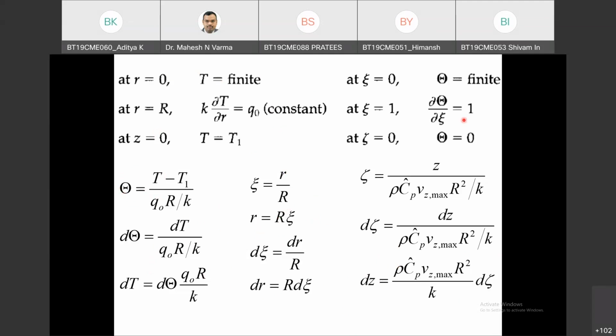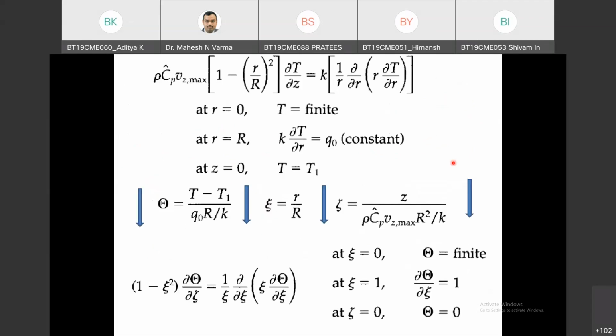So these are the boundary conditions. At epsilon equals 0, theta is finite. At epsilon equals 1, you can say k dT by dr; you substitute this dT by dr and rearrange, so you will get d theta by d epsilon equals 1. And at z equals 0, zeta equals 0, theta equals 0. Substitute T1 here, and you will get theta equals 0. So these are the boundary conditions. Now this problem is changed. This was our original problem.